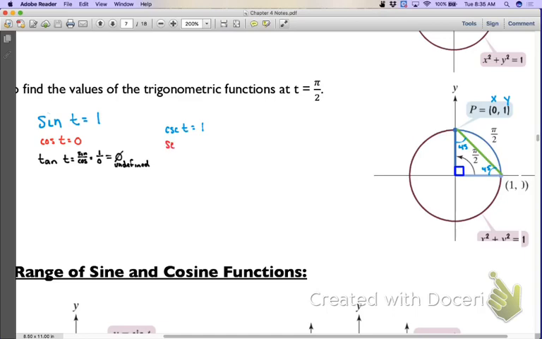What about secant? Why? I agree. Yeah. But why? 0 is technically 0 over 1. So whenever we flip everything, we really make it 1 over 0, which is undefined. Good work.